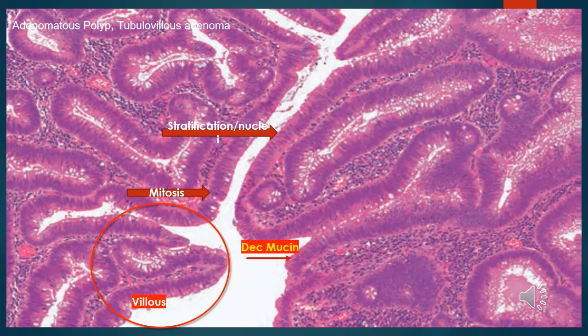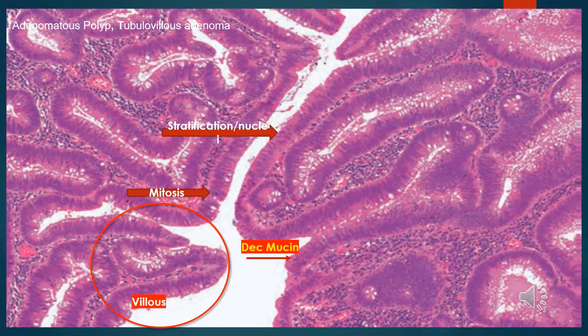Microscopically, as you can see, there is an increased number of glands and cells per unit area compared to the normal mucosa. The cells are crowded, having hyperchromatic nuclei and an increased number of mitoses. Mucin production is highly variable, but in this image you will see that the areas show a decrease in mucin production.